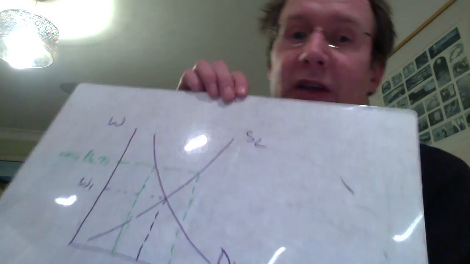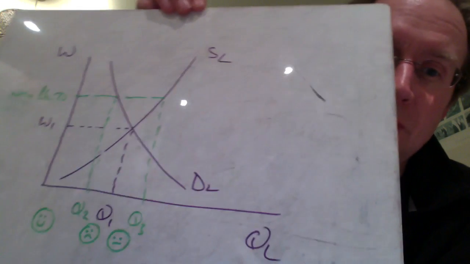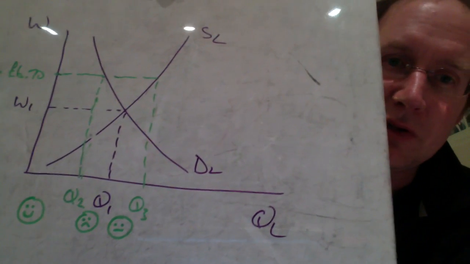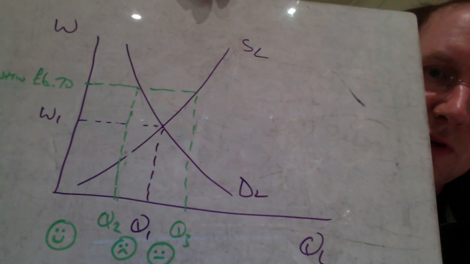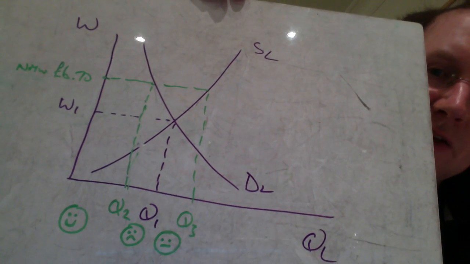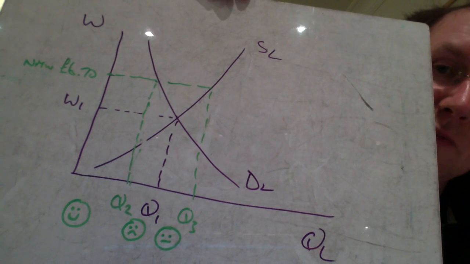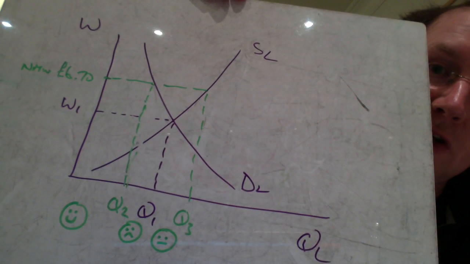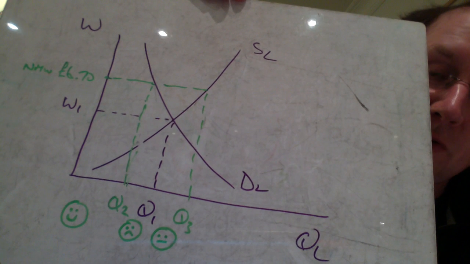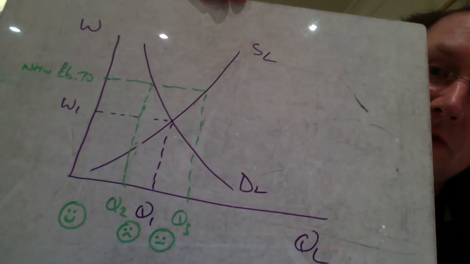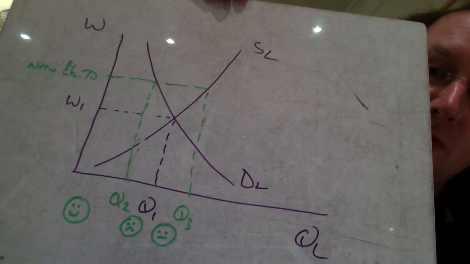So what you should have is something that looks a bit like this, probably without the smiley and unsmiley faces. What we've got is a national minimum wage at £6.70. So what's happened firstly is that the quantity of labour demanded has fallen. We shouldn't have shifts because we've just got a change in the price of the product. In this case, the product is labour. So the quantity demanded has fallen from Q1 to Q2.